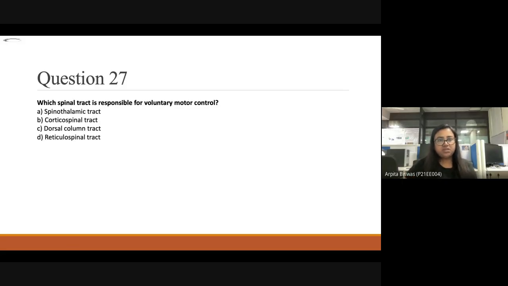Then, question number 27. Which spinal tract is responsible for voluntary motor control? First option is the spinothalamic tract. Second is the corticospinal tract. C is the dorsal column tract. Option D is the reticulospinal tract. So let's try to solve this question.